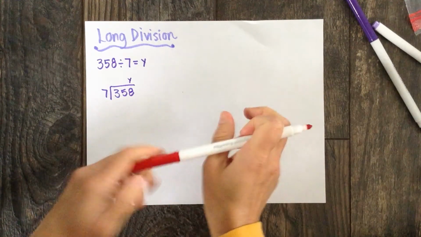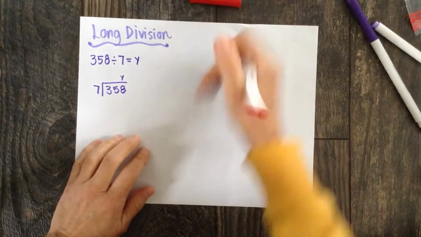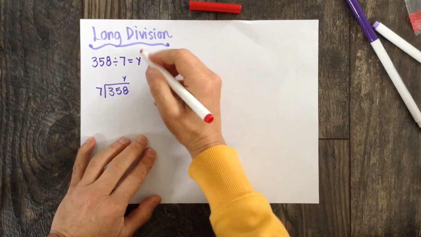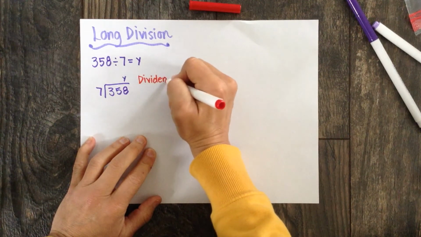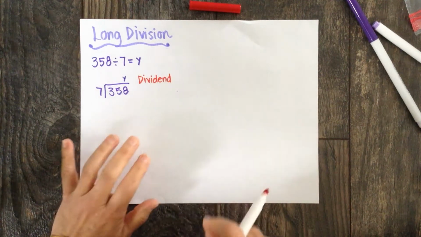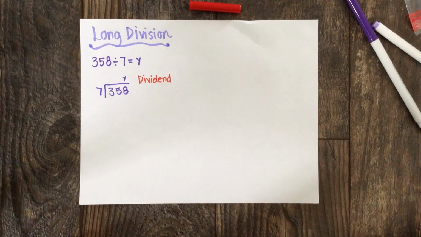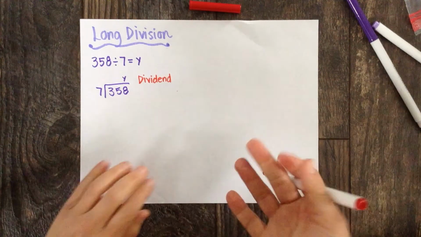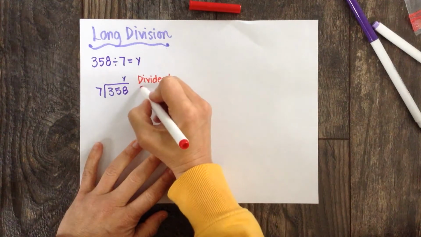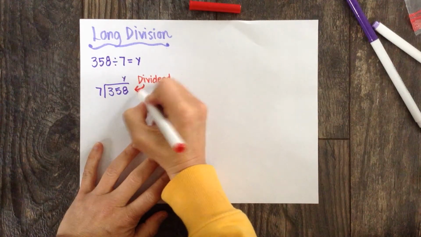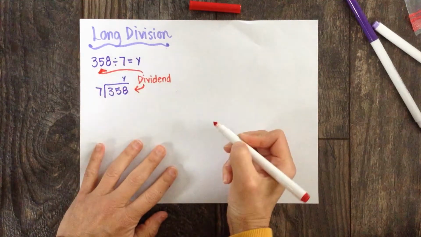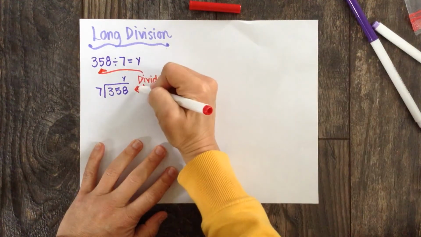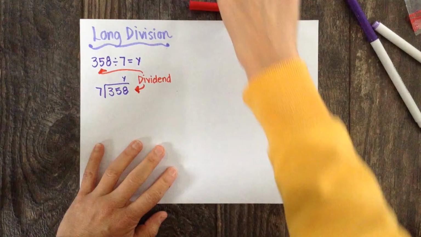Okay, first part we have is our largest number here, and that is called our dividend. Dividend ends with the word end. Dividend, and the dividend is the number that's going to be divided by another number. So our dividend is often that larger number, 358, and starts here at 358. Okay, so our dividend is our larger number.